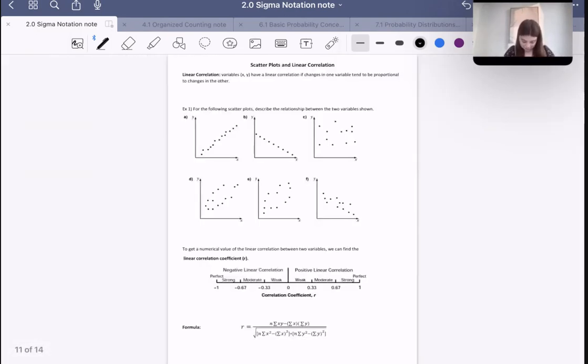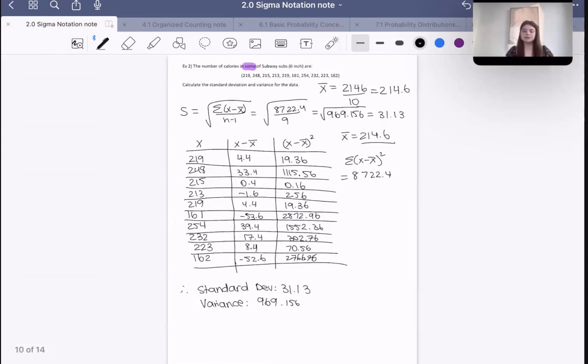Next time we'll be talking about scatter plots and linear correlation. I'll talk more about the meaning of what that actually means during our next lesson.